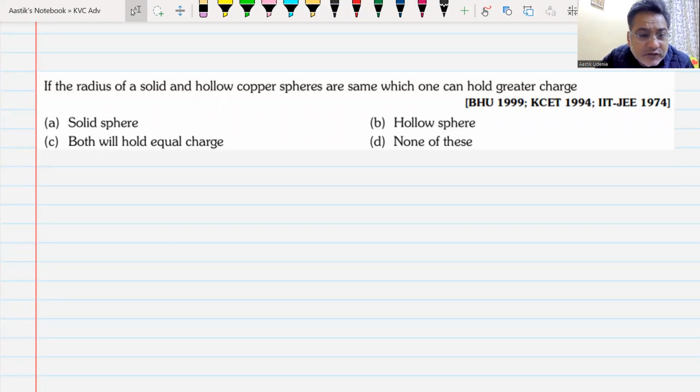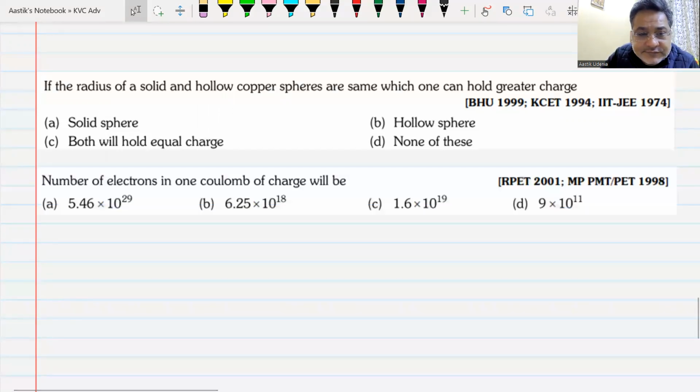Both of them will hold equal charge because charge is on the surface and their surface area is the same, because the radii are the same. Do we understand this? Yes or no? Next question.